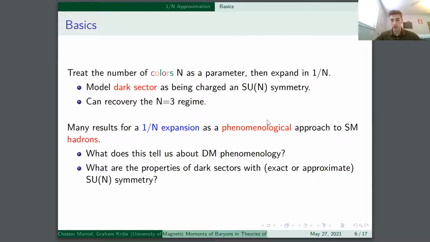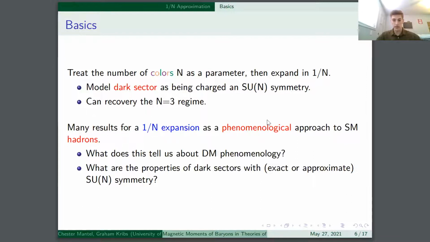And that's good for expanding quantum chromodynamics in 1/n. So you can do a few things to that. One, you can actually think of having a dark sector of particles, a class of dark matter particles that themselves are charged under an SU(N) symmetry. And then from that, you can recover the n equals 3 regime.